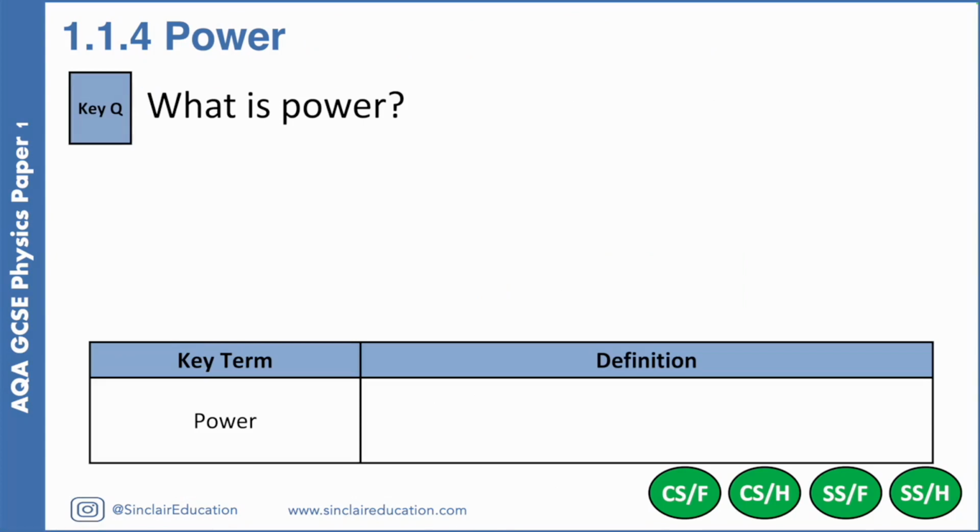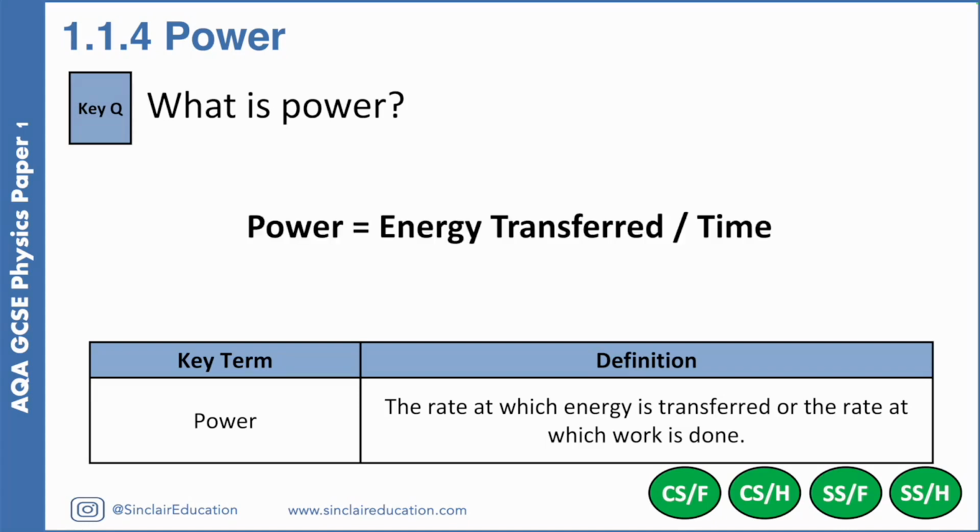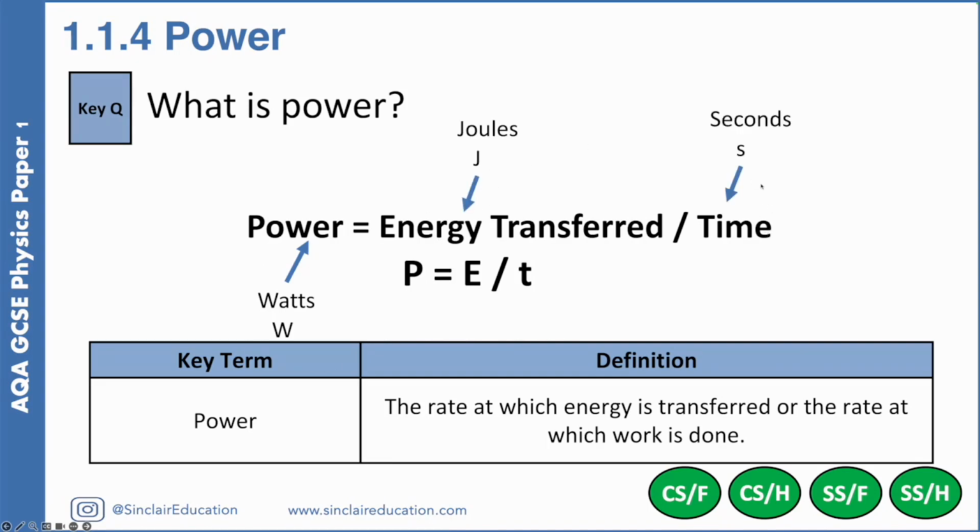Last equation, I say this, there's efficiency later, but the other equation is power. Now power comes up in electricity as well. We're going to focus on power in terms of energy, and it's the rate at which energy is transferred, or it is the rate at which work is done. Because actually, energy transferred and work done are the same thing. So power equals energy transferred divided by time. And there's our little shortened equation. Power is now measured in watts, energy still in joules, and time is in seconds.